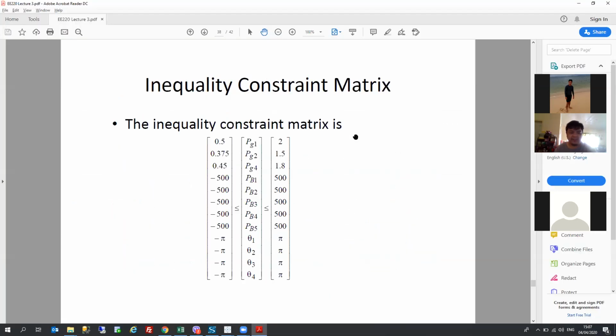Let us now form the inequality matrix. Kung ano yung mga limits ng generator 1, 2, and 4. Ano ba yung limit ng branch 1 to 5? And ano yung limit ng angles ng theta 1 to 4? Sabi doon sa problem, per unit dapat ang representation.